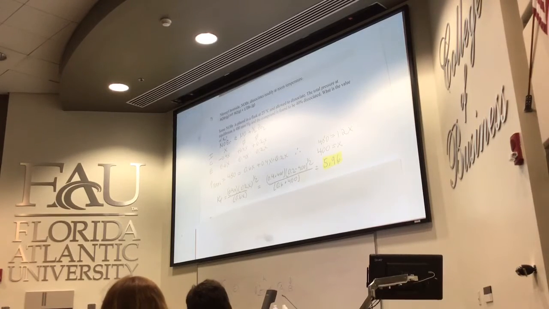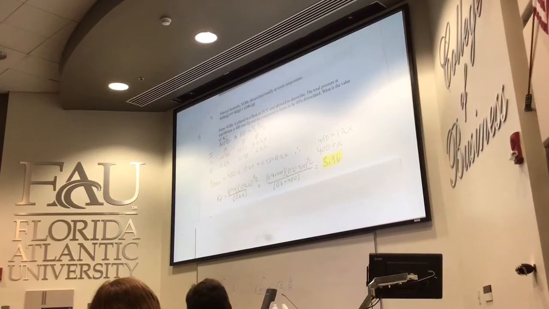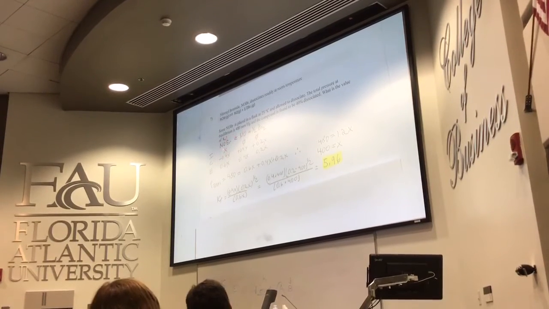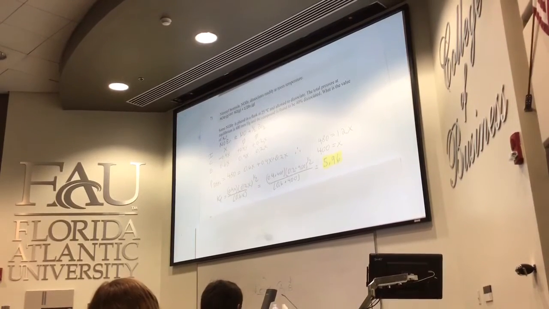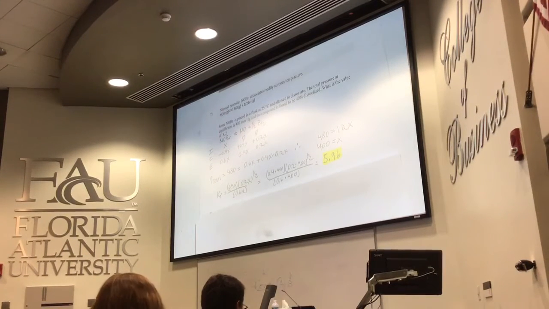But then how do you know it's for NOBr and why? Oh, so I know this is for this one, but these are related to each other 1 to 1. So if I consume this much, I have to make the same amount of NO. And the other one is half, because the relationship here is 1 to 1/2.